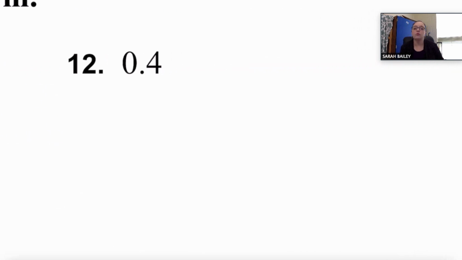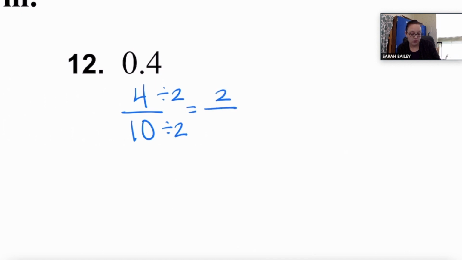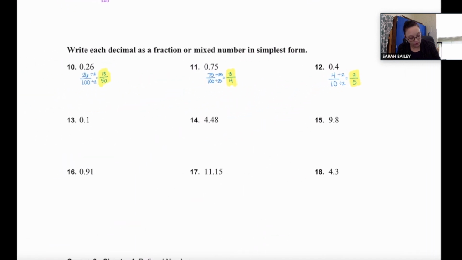Okay, and looking at number 12. This is 4/10, 4 over 10. And again, this one can be simplified. 4 and 10 are both even, so I can divide them both by 2. So that becomes 2/5. Okay, so now you're going to practice some of these on your own. I want you to do 13 through 18. Make sure that you're showing your work. Go ahead and pause the video and do those problems now.